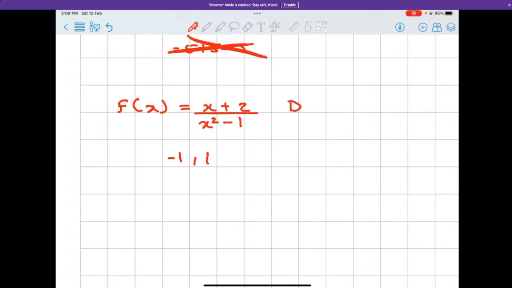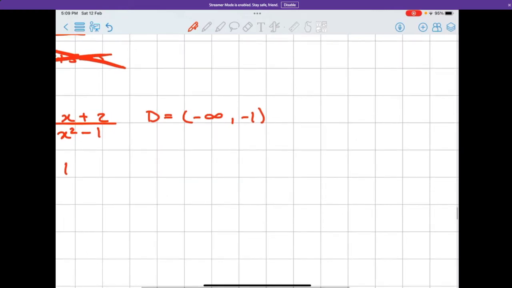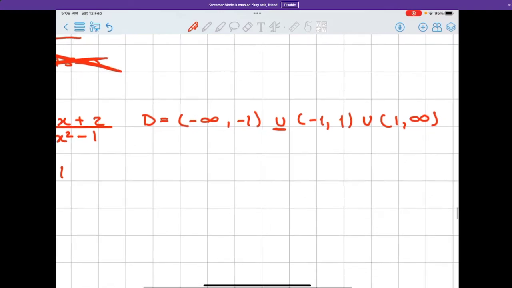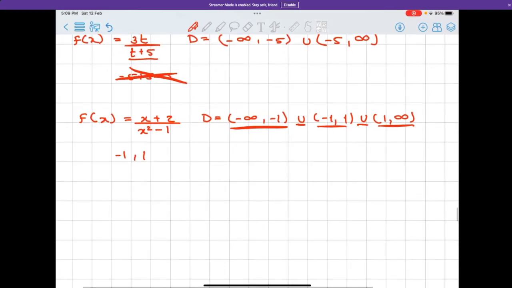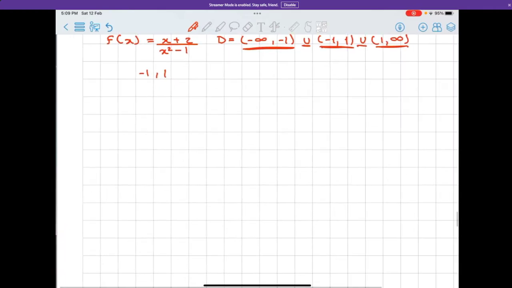So our domain is going to be equal to negative infinity and negative 1, union negative 1 and 1, union 1, positive infinity. So in this case, we have two unions because we have three things to write in the domain. So essentially here, because you excluded two values, you want to put them in their own interval. But that's pretty much finding domain for rational functions.